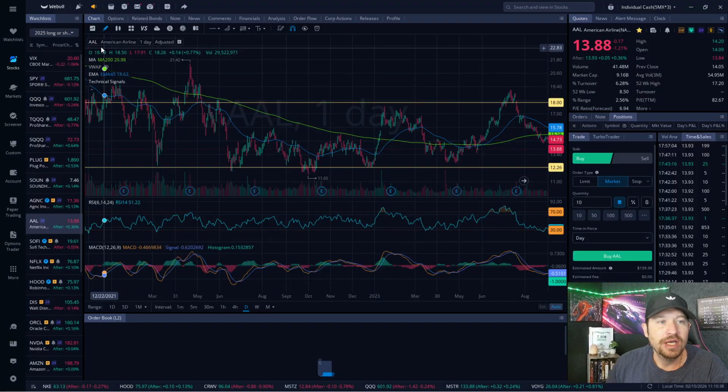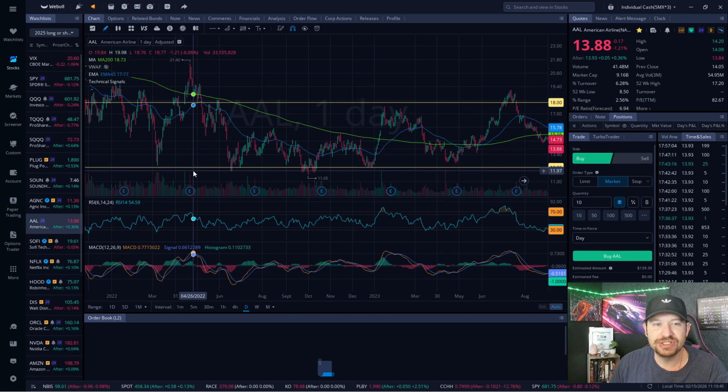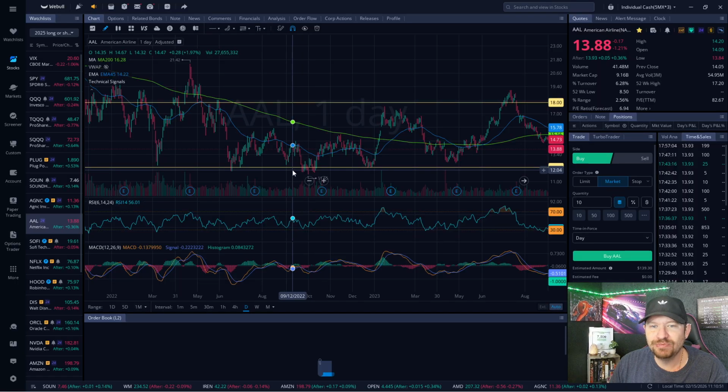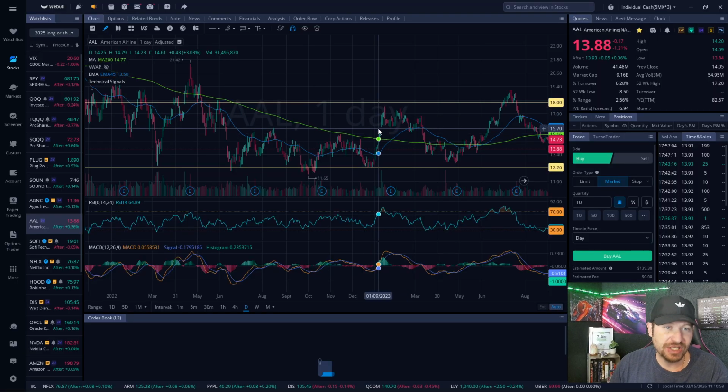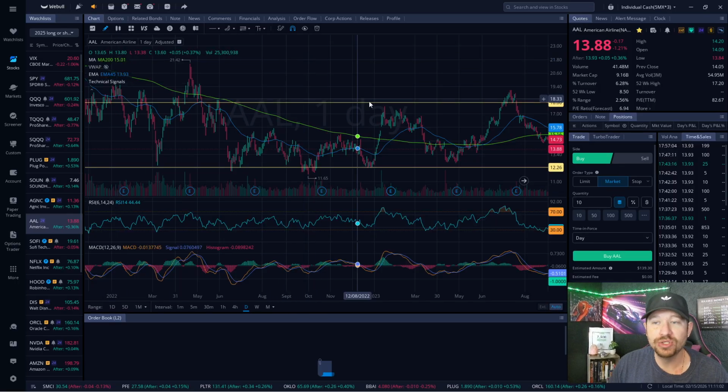So I pulled up American Airlines, okay, ticker symbol AAL. Now, this company, as you can see, trades between $12.50, sometimes even as low as $12 exactly, and it pushes up to around $18. Sometimes it only pushes up to about $15. But for this example, I wanted to illustrate that this is a horizontal pattern.